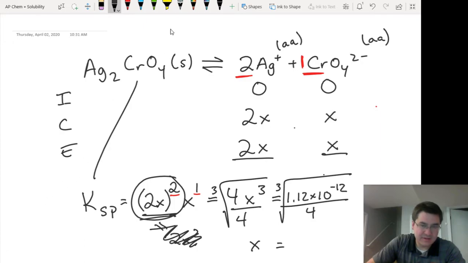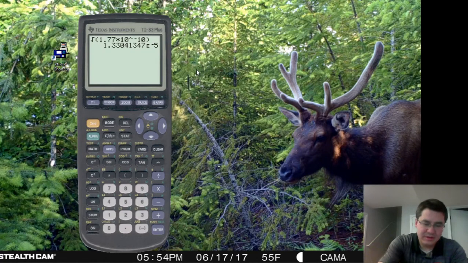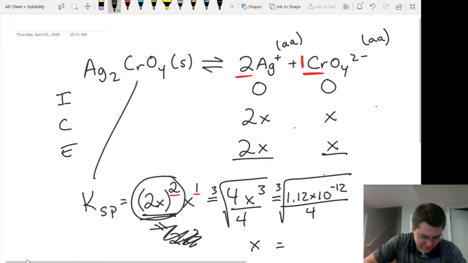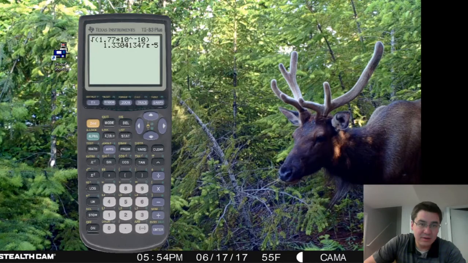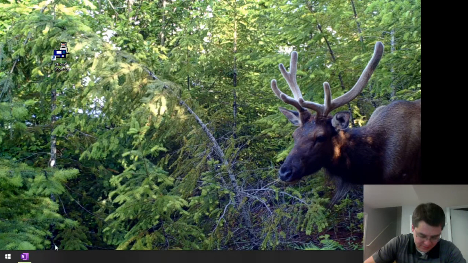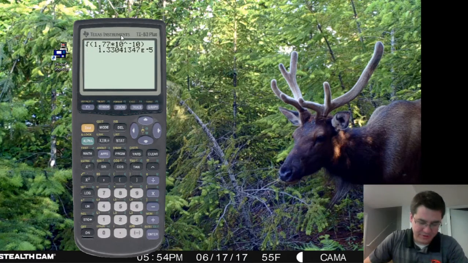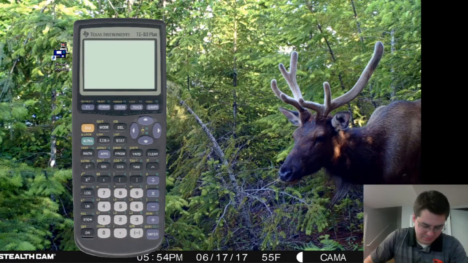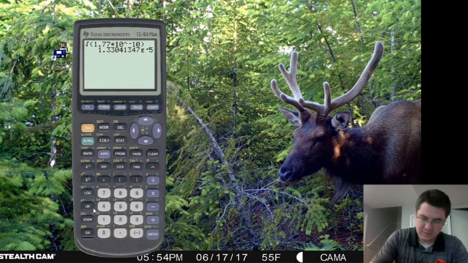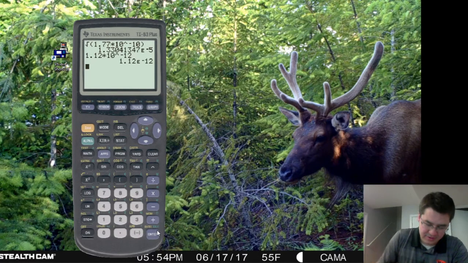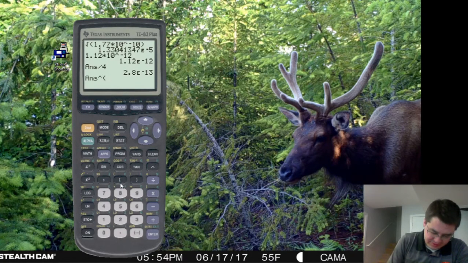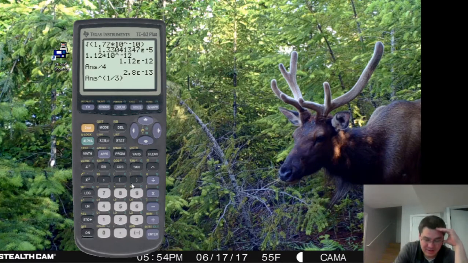On my calculator, let's see if I can switch to it. I want that on top of my screen. Nope, it doesn't let me. That's really weird. So it was 1.12 times 10 to the negative 12. Okay, enter, divided by 4 to the parentheses 1/3 power for cube root.